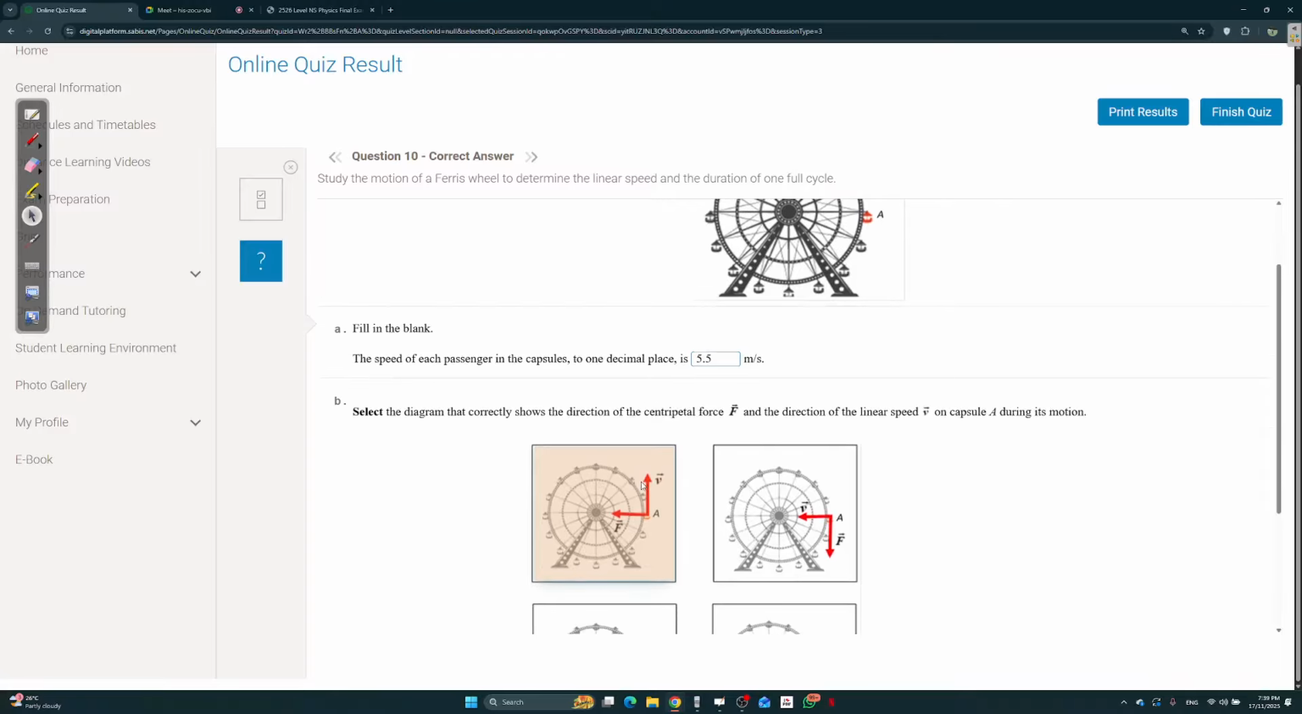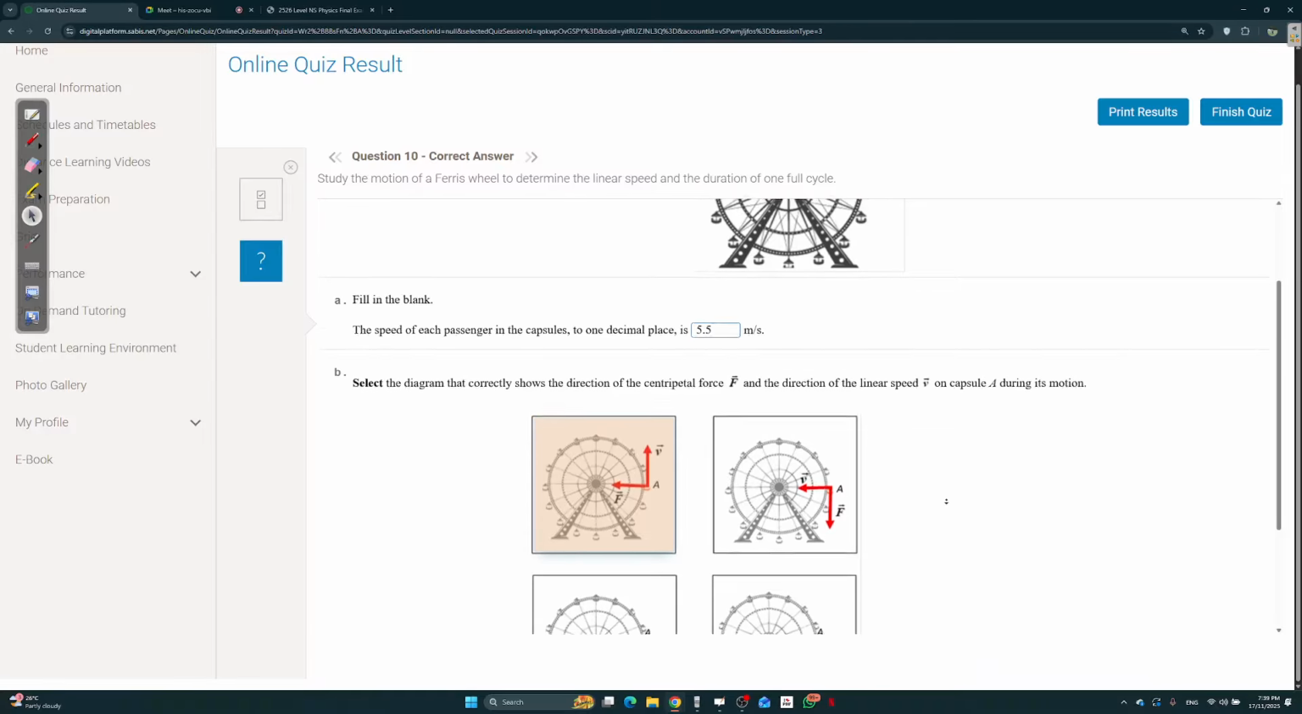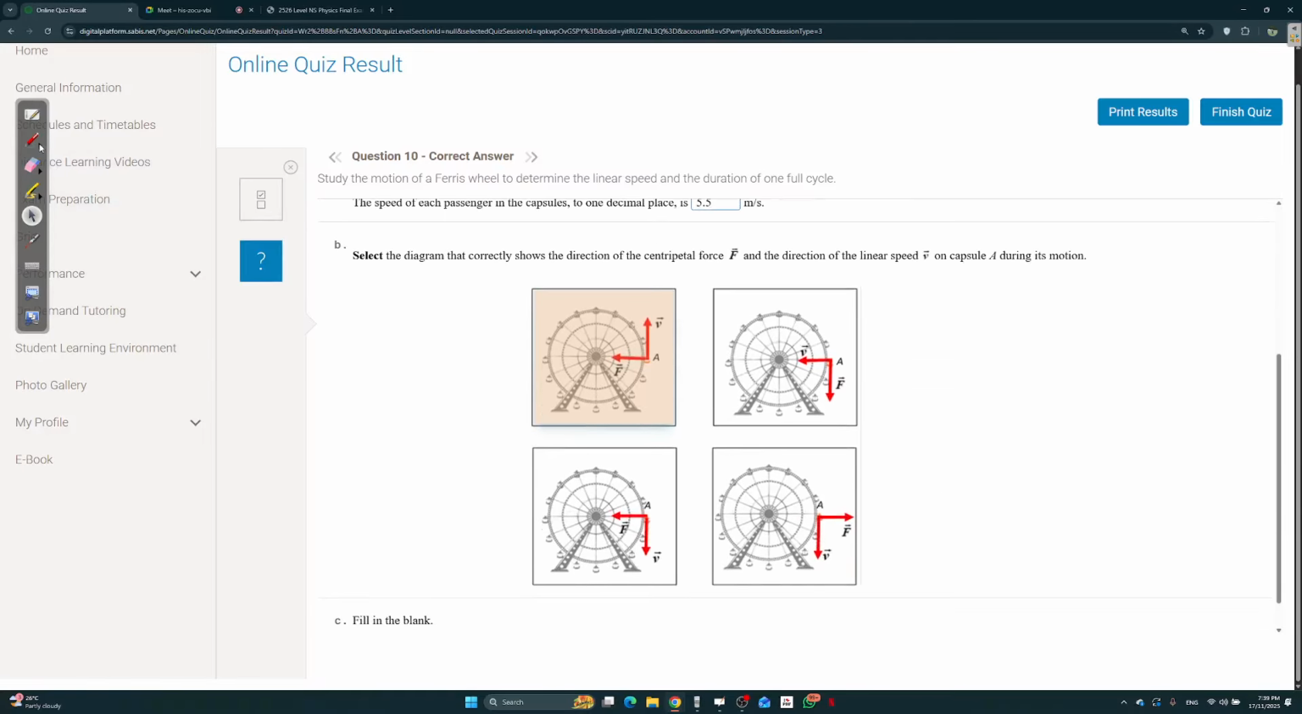Select the diagram that correctly shows the direction of the centripetal force and the direction of the linear speed on capsule A during its motion. This is very easy, okay?